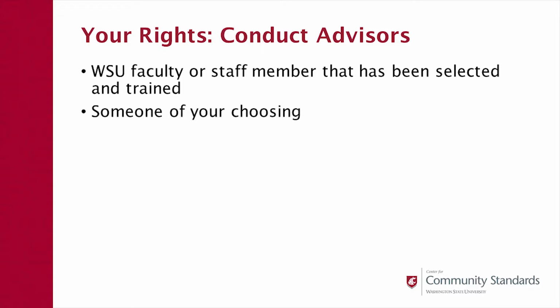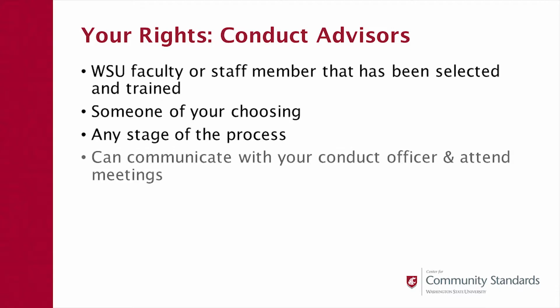You can also choose an advisor of your choice that is not involved in the reported incident. This could be a friend, a parent, a faculty or staff member, so long as they're not a witness to the reported incident. You may reach out to conduct advisors directly at any time. Your advisor can contact the Center for Community Standards to get information about meeting dates, your status in the process, and any assigned sanctions. They can also attend meetings and your hearing with you in a supportive role. It is important to know that your advisor cannot represent you or speak on your behalf, and they do not serve as your attorney or legal counsel.